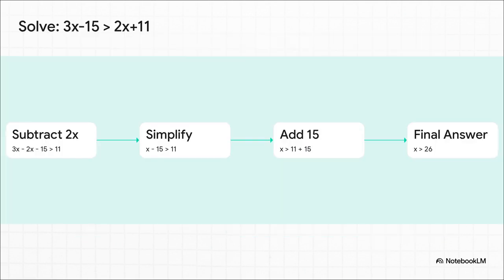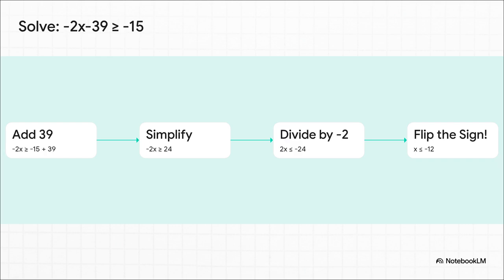Let's look at our regular example first. Here, we just move things around. We subtract 2x from both sides, add 15 to both sides, pretty standard stuff. Notice we didn't multiply or divide by a negative, so the sign stays exactly as it is. Simple. x is greater than 26. See? Familiar, right? But now, let's see that big rule in action.